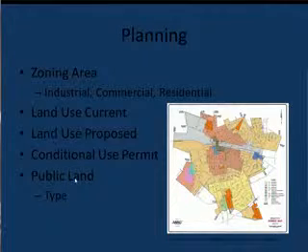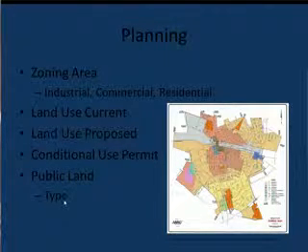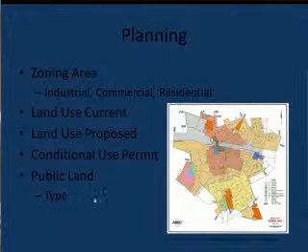And lastly, we have public lands. Public lands comes in many types. Some of them include cemeteries, military bases, public parks, wilderness areas, natural areas, and these are all coded domains within my database.